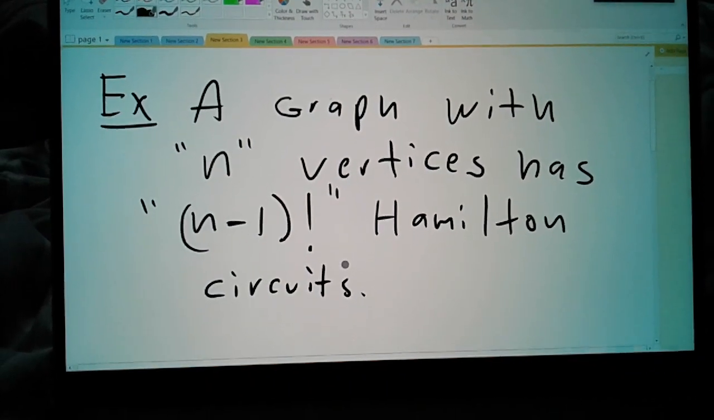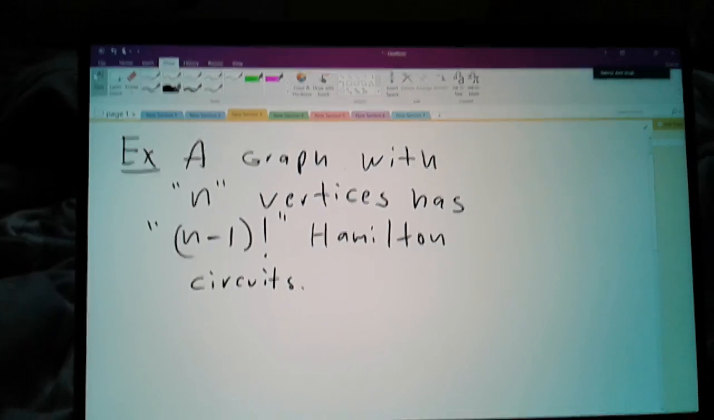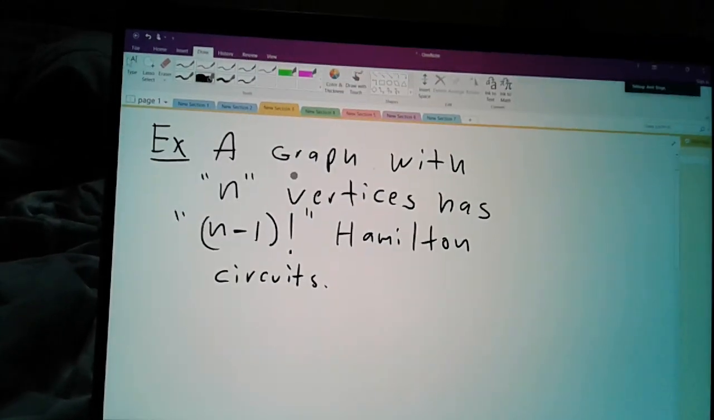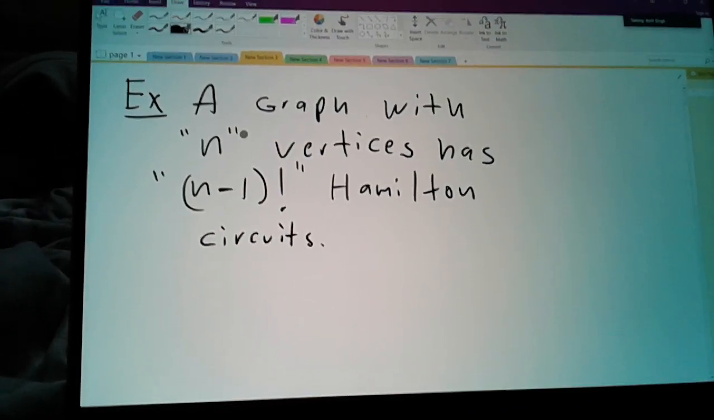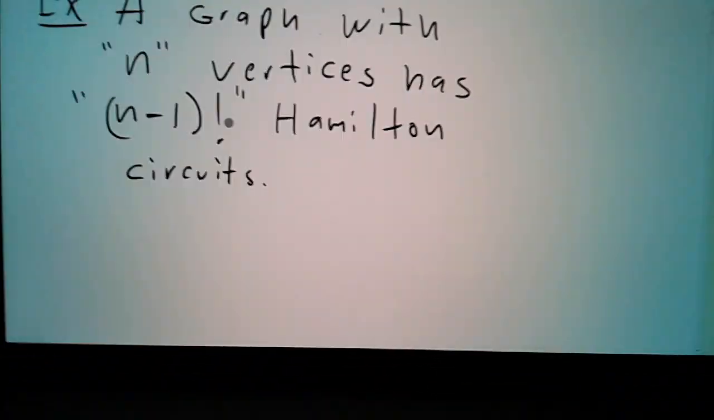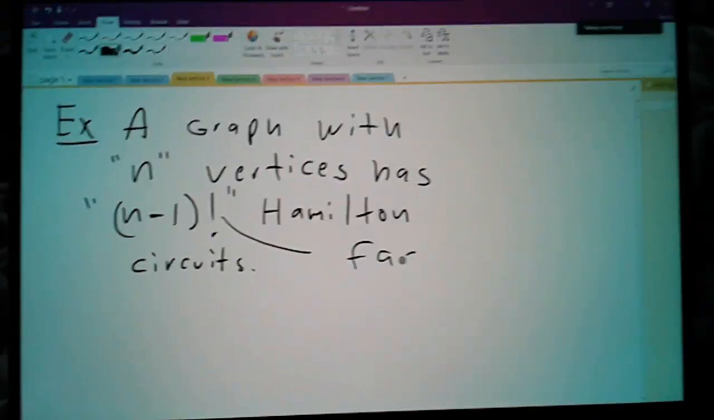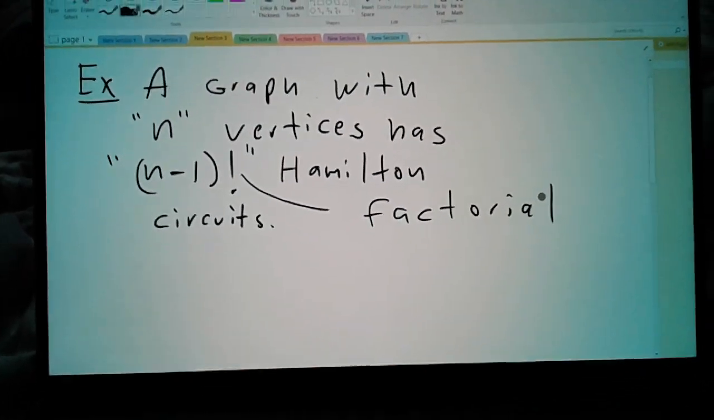Okay, so there's a theorem in math stating how many Hamilton circuits a graph can have, depending on the number of vertices the graph contains. So this exclamation point means, let's say I have n vertices in the graph. Then there's going to be n minus 1 factorial. That exclamation point means factorial in mathematics. Let me explain what a factorial is, first of all.